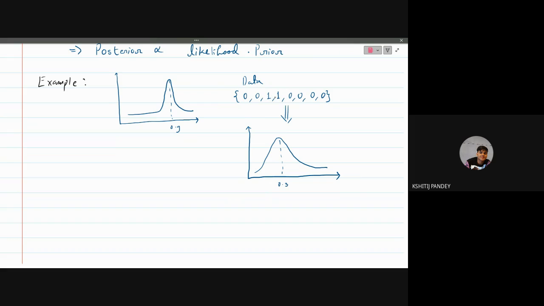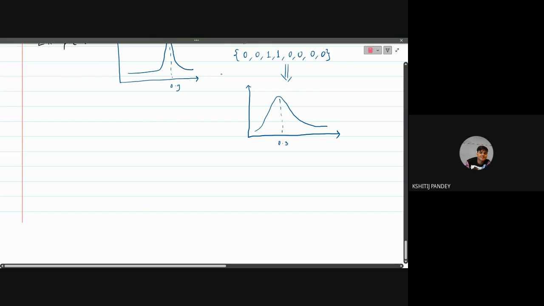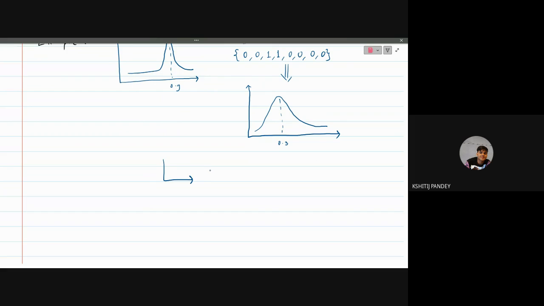So depending upon the data we have, your posterior may change from your prior, or it may strengthen the prior belief. So in the other case, when your data has lots of ones and very few zeros, let's say this is your data, in this case, your prior belief will get strengthened.